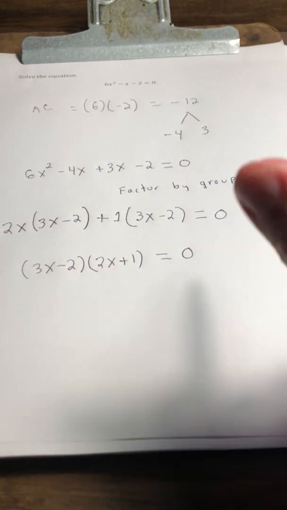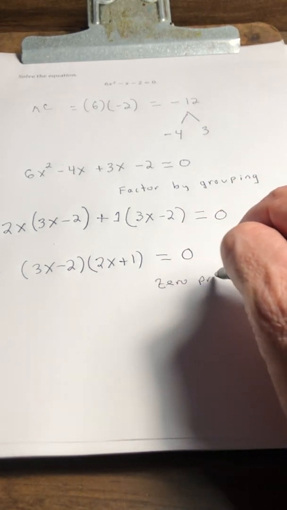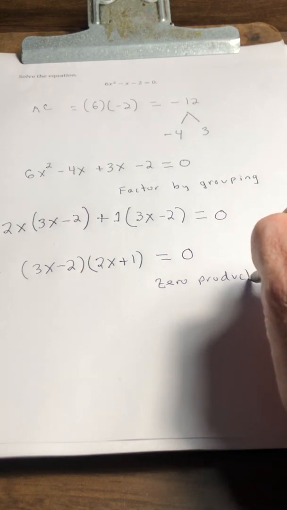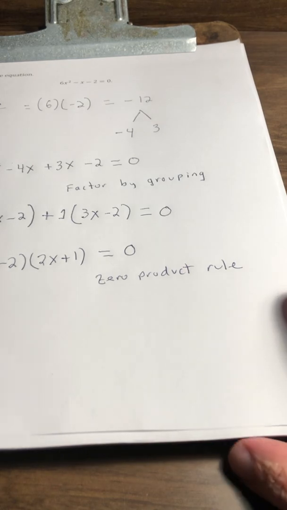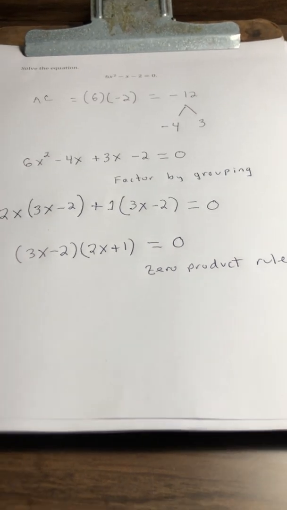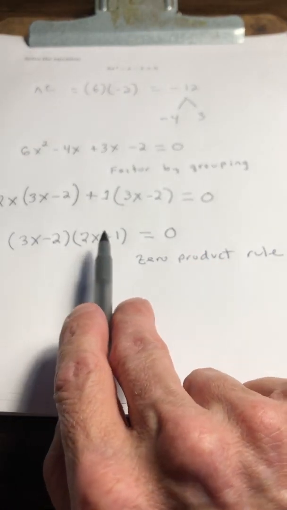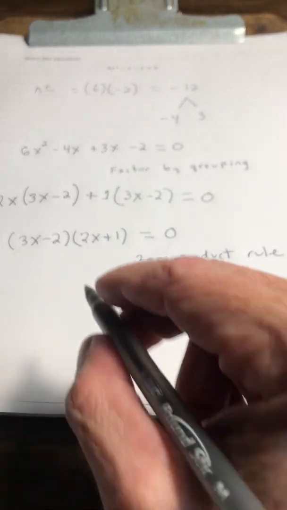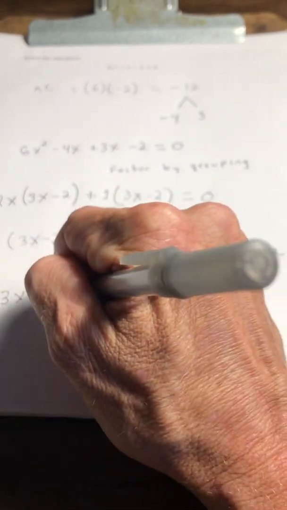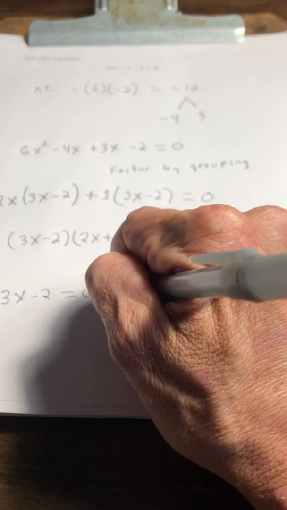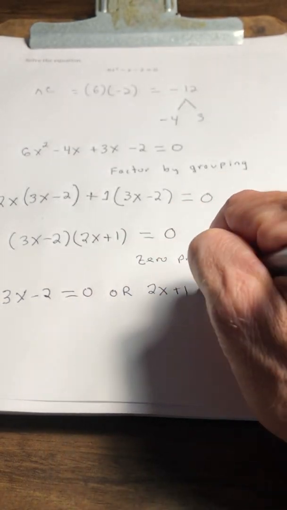So now we're going to use the zero product rule. What we have is something times something equals 0, which means either of these two somethings can be 0. So what I say is 3x minus 2 equals 0, or 2x plus 1 equals 0.